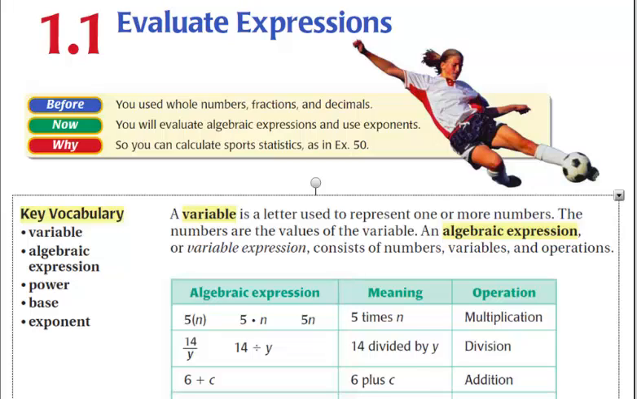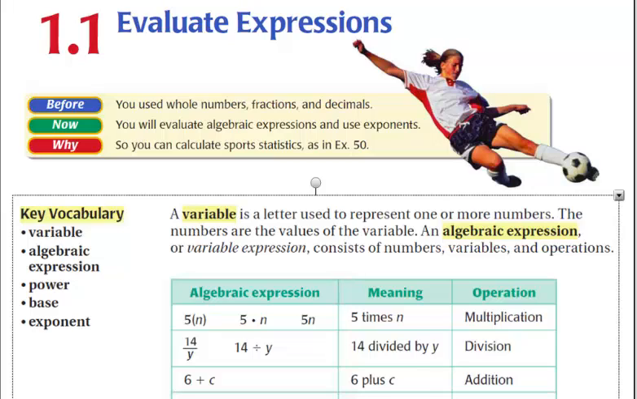So as you see, on the left side of the screen we have some key vocabulary. Along the lesson we're going to learn their meanings, so we have to be familiar with those words. The first one is a variable, which is a letter used to represent one or more numbers. The numbers are the values of the variable.